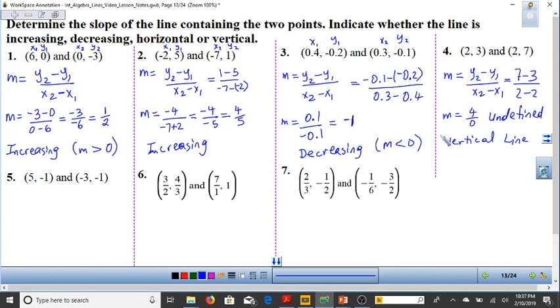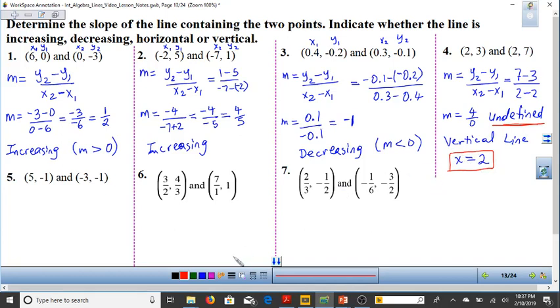A vertical line means the equation of the line is x is equal to 2. In other words, the x coordinate is always the same. Take a look at that. The x coordinate here is 2. The x coordinate here is 2. That's a vertical line, so the slope is undefined. And as I said, the equation is x equal to 2.